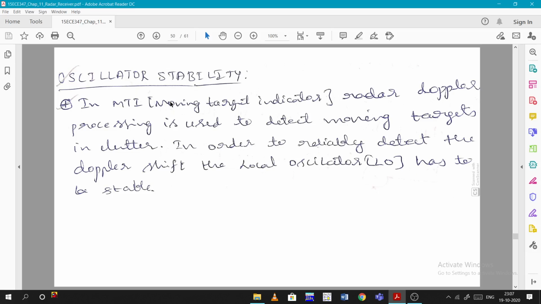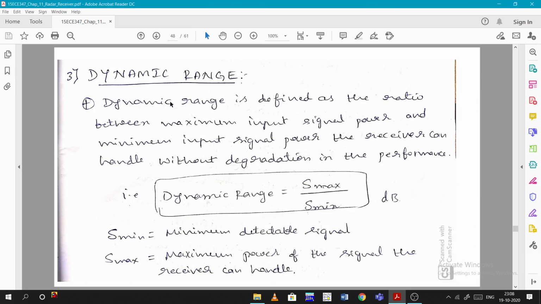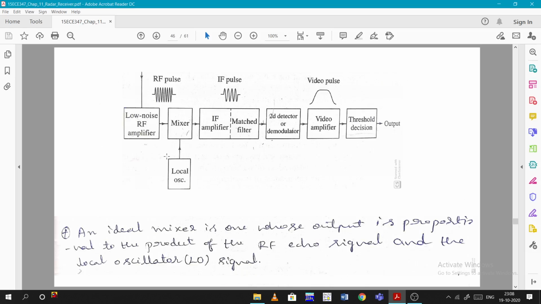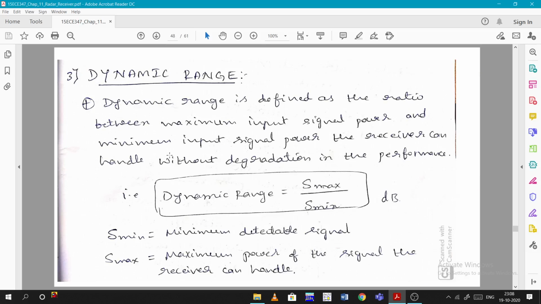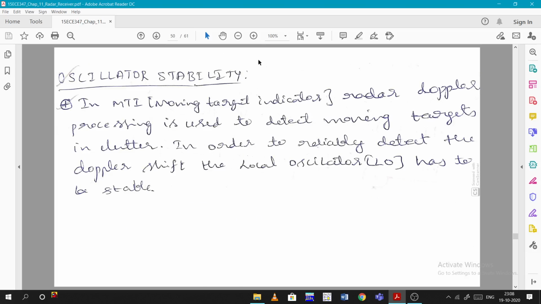Next, oscillator stability. In MTI, that is moving target indicator, radar, Doppler processing is used to detect moving targets in clutter. So in order to detect the Doppler shift, the local oscillator has to be stable. So for detecting moving targets, what we need is a stable local oscillator. That's what they mean here. Oscillator stability is how stable the local oscillator is.